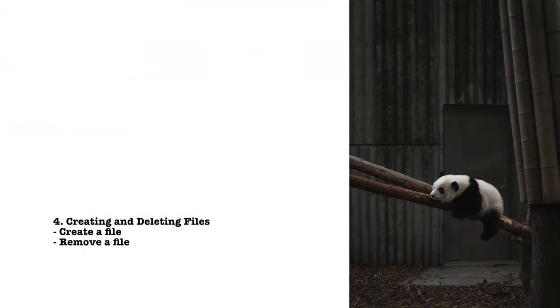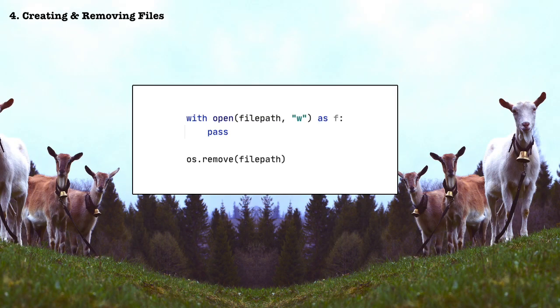Let's talk about creating and deleting files. There's no independent command, or at least not that I could find, for creating a file. But if we do want to create a file, all you have to do is do with open(file path, w) and that's it. And then just have pass as the next line. That will create an empty file. And to remove a file, all you have to do is os.remove and then the file path, and the file will be removed. And you won't be prompted, it'll just go, so be sure.